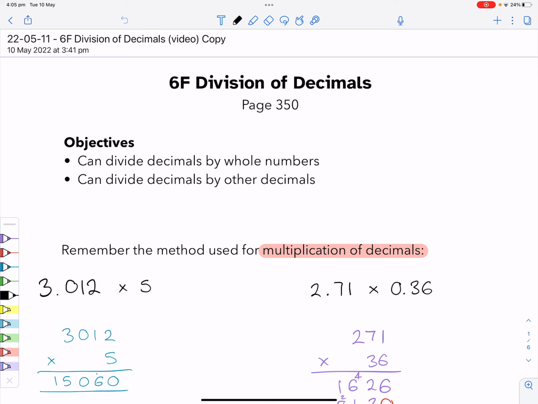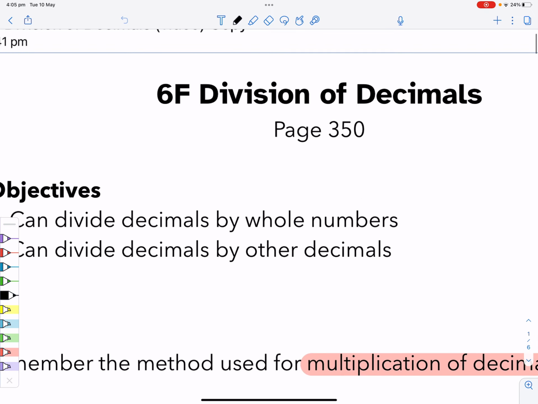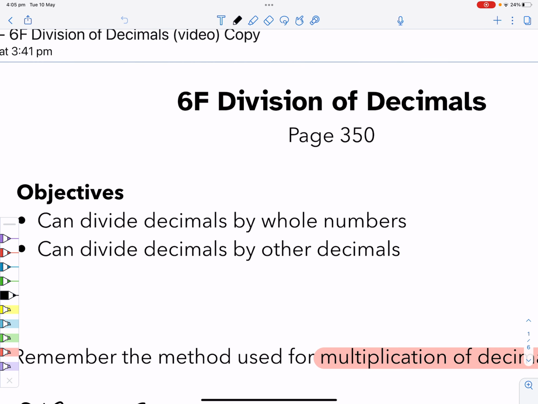Hello and welcome. So here's our video on Chapter 6F on division with decimals. It's not too difficult, it just involves mostly arithmetic and a couple of tricks here and there. So our objectives, you can find them on page 350. We just got a couple of things to do. Can we divide by a whole number, and can we divide by other decimals?